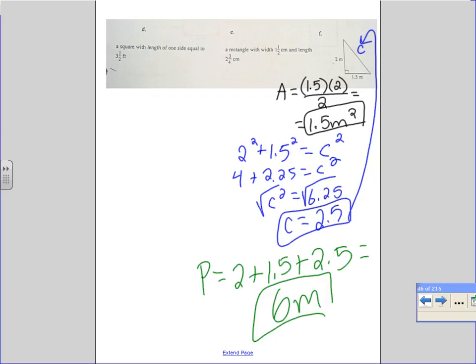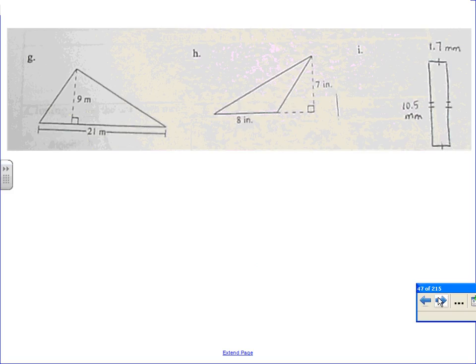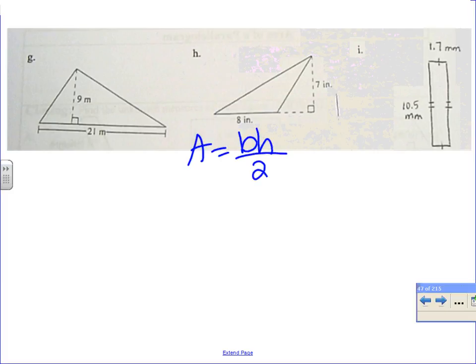Okay, one more. Let's go to letter H. Letter H is the one that Gio was asking about. They give you the base, they give you the height, but the dotted line has nothing to do with the actual figure. So we have area equals base times height divided by 2. All you're doing is taking 8 times 7 and then dividing by 2. This is the height of the triangle. The dotted line has nothing to do with the figure. The 8 is the base, which is just the solid line. So what is the area of that triangle?